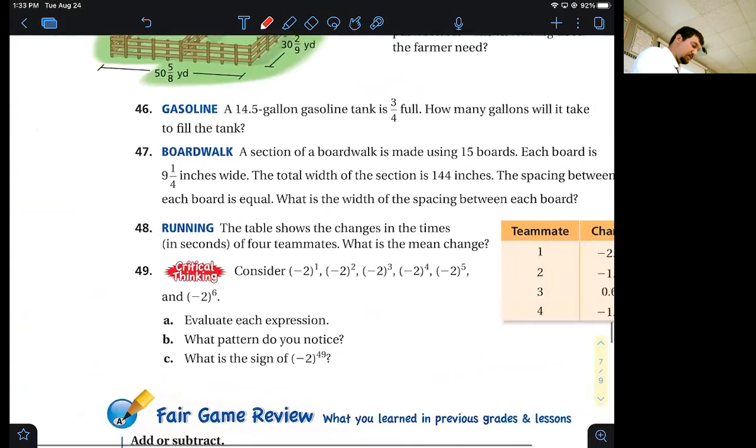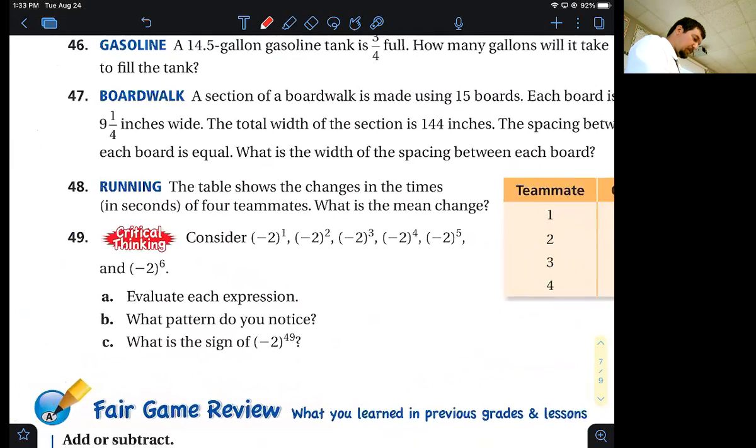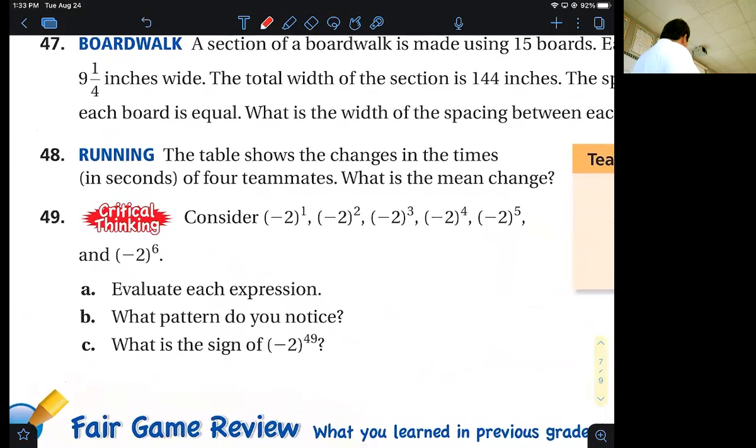What pattern do you notice? And then once you notice the pattern, what would be the sign of -2 to the 49th power? In fact, let's talk about that right now. Might as well since it's here. It says consider -2 to the first power, -2 to the second, -2 to the third, -2 to the fourth, -2 to the fifth, -2 to the sixth.